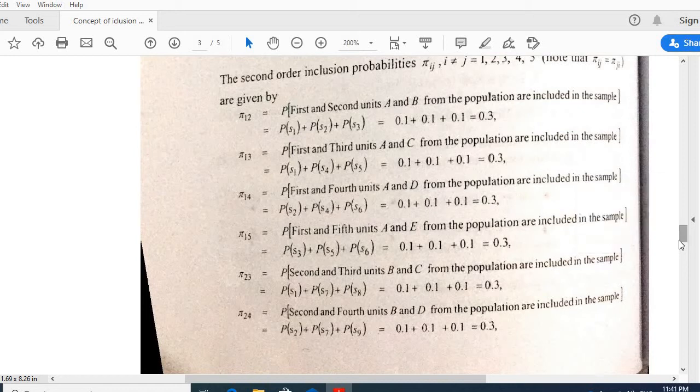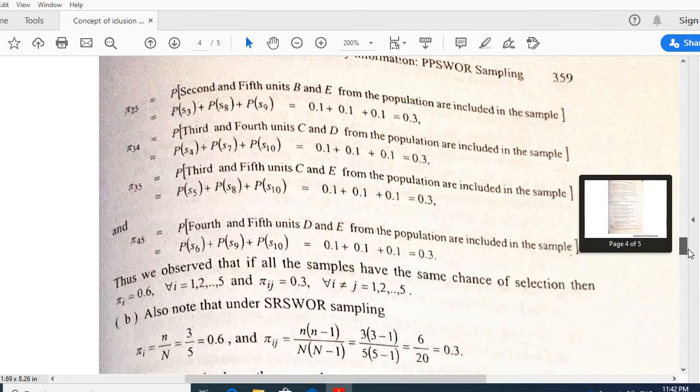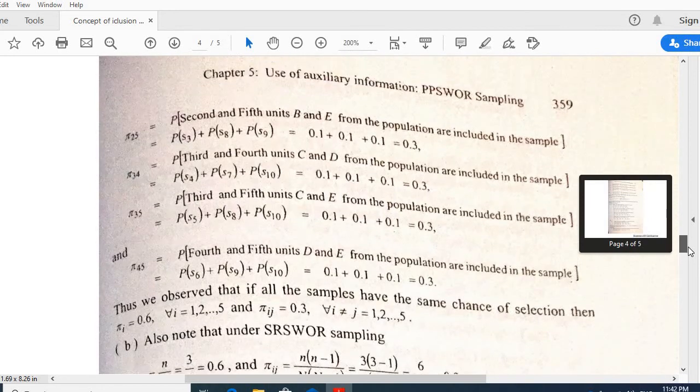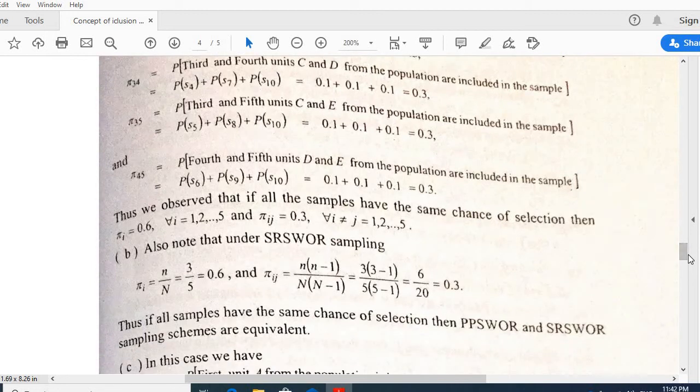pi 2,4. Let me explain pi 2,4, that is the second and fourth elements, B and D, included in the samples. S1, S5 and S9 are the possible samples which include both B and D. Therefore, 0.1 plus 0.1 plus 0.1 is equal to 0.3 is the inclusion probability pi 2,4. Similarly, we find pi 2,5, pi 3,4, pi 3,5 and pi 4,5.